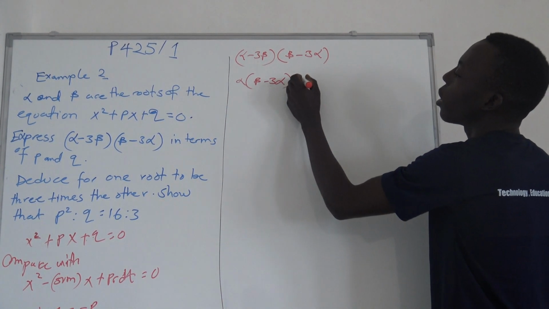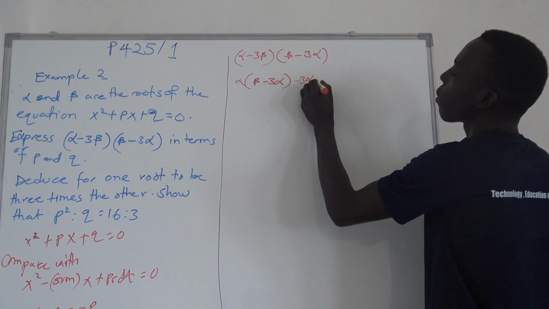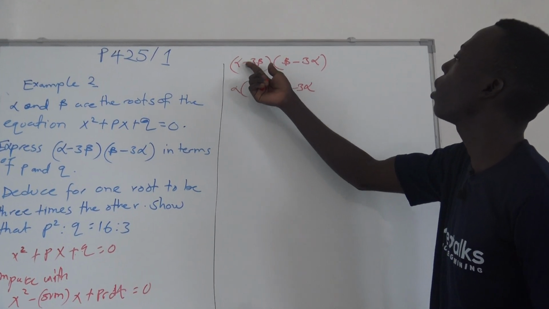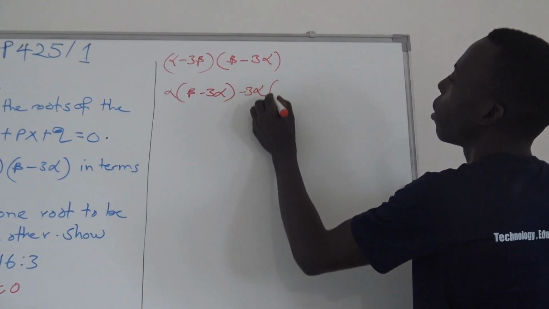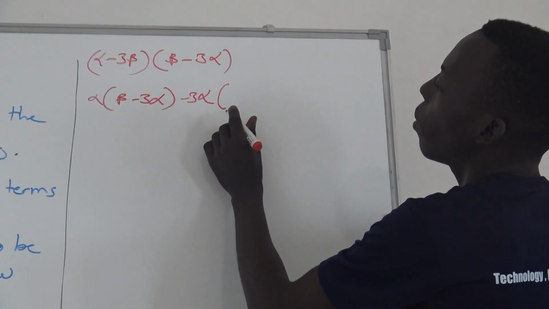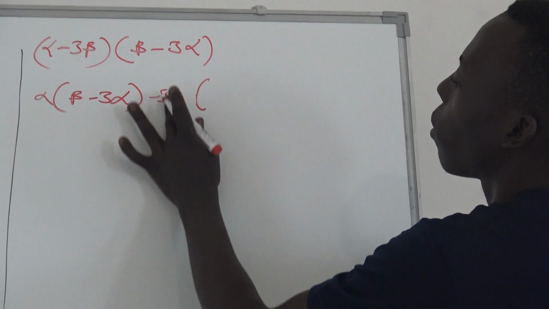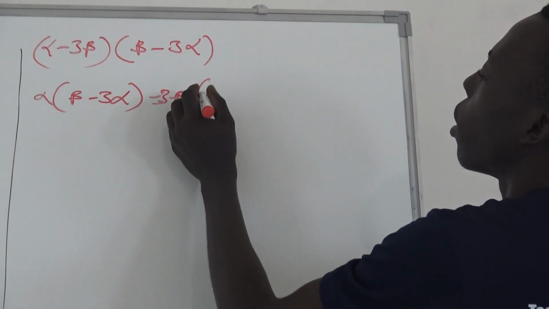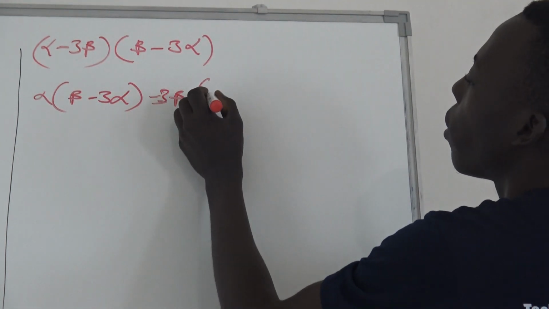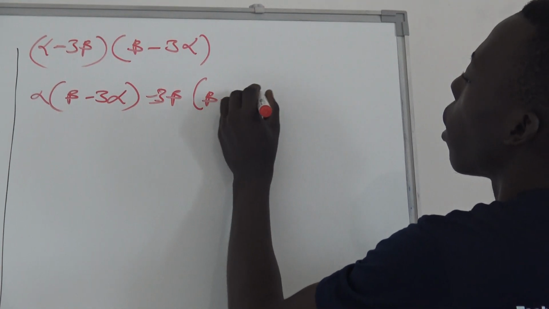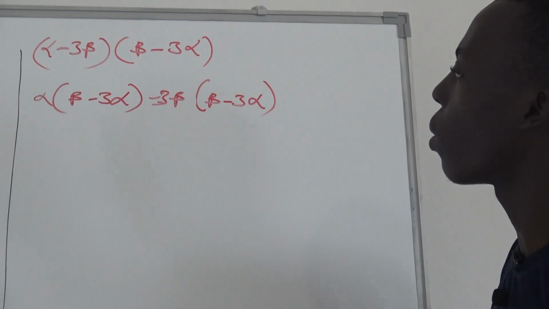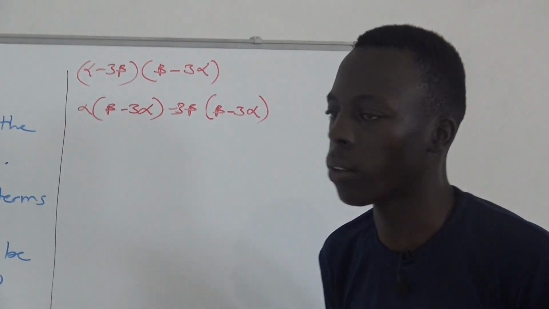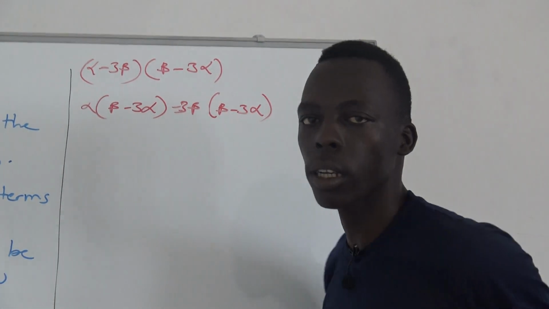Then here it is minus, we maintain it, minus 3 alpha. Then we multiply with the whole bracket again, which is this, 3 beta, not 3 alpha. It is this one, 3 beta. Then multiply with the whole of this, which is beta minus 3 alpha. So the brackets we are multiplying with must be the same.